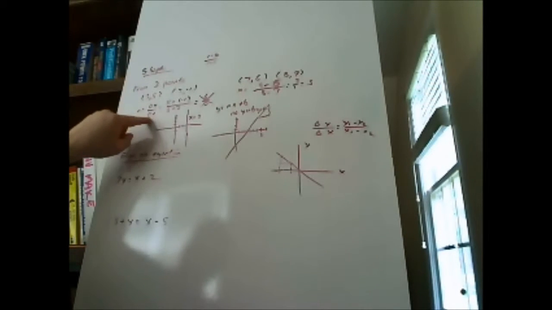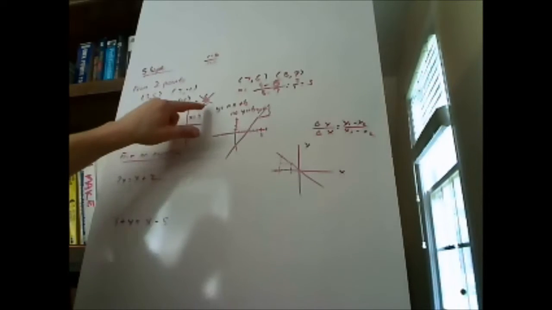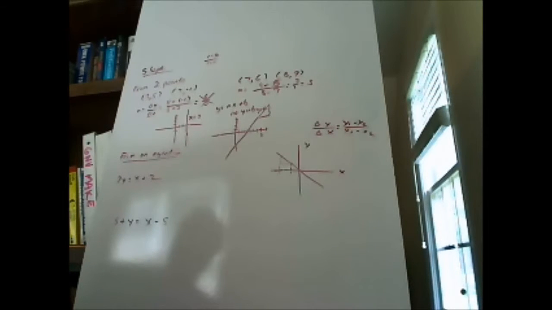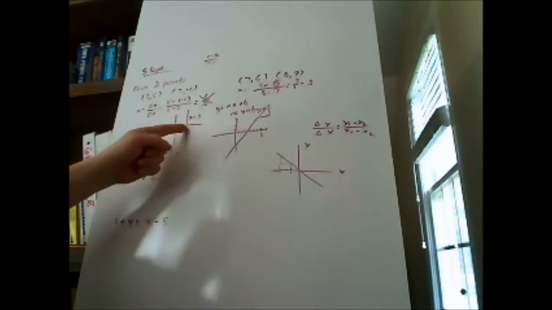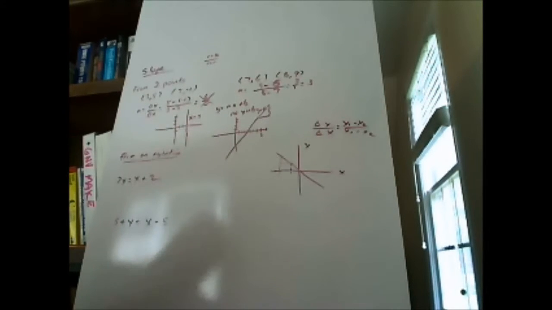And if you get here and you go, I'm stuck, 6 over 0, there is no slope. Well, why is there no slope? Because in this case it is x equals 3. Okay?